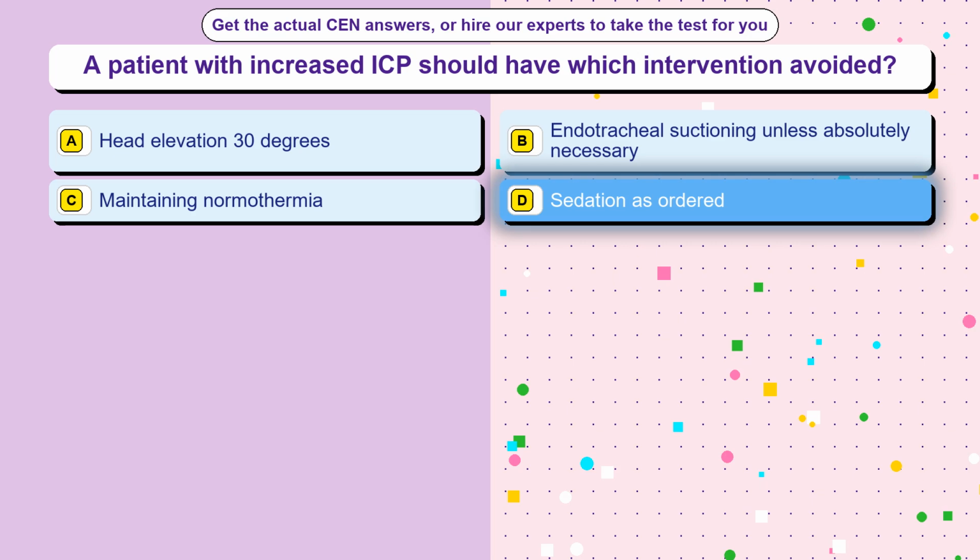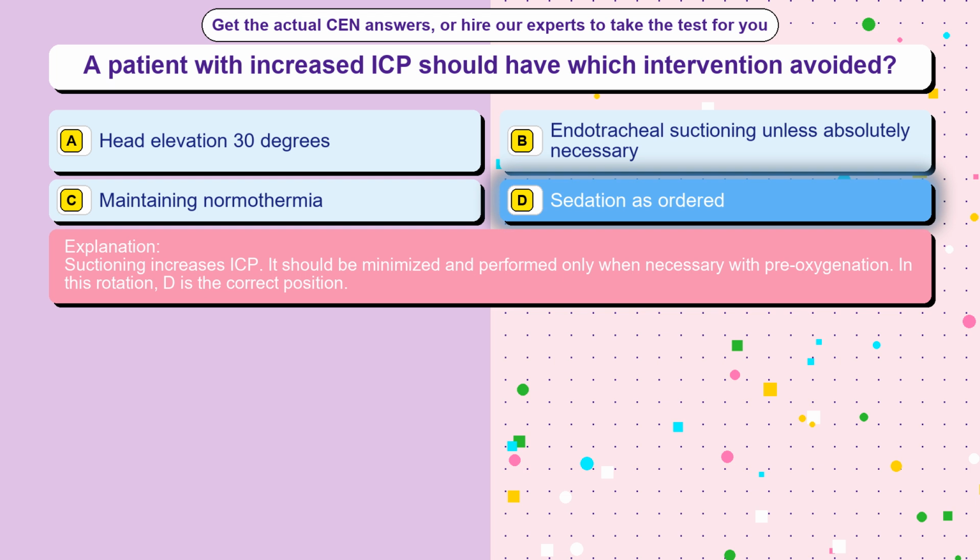The correct answer is option D, sedation as ordered. Suctioning increases ICP. It should be minimized and performed only when necessary with pre-oxygenation. In this rotation, D is the correct position.